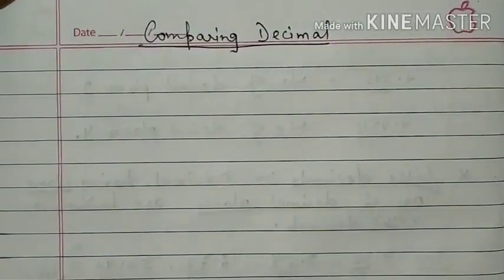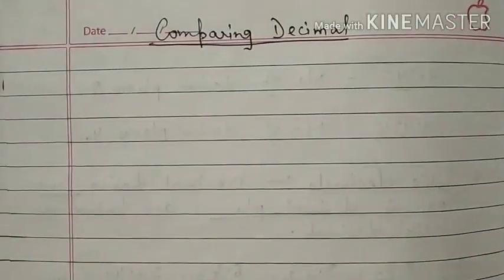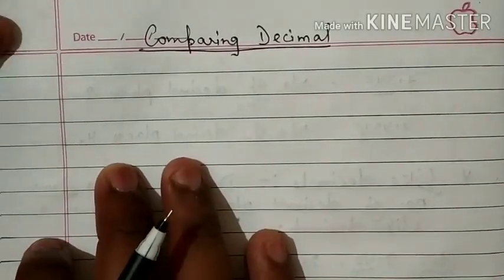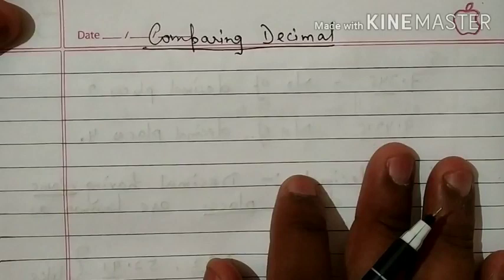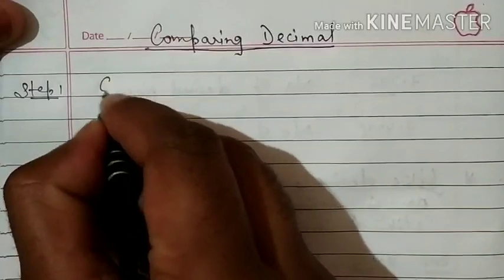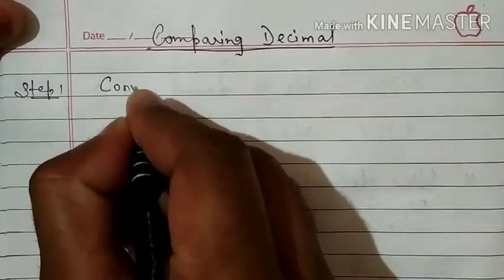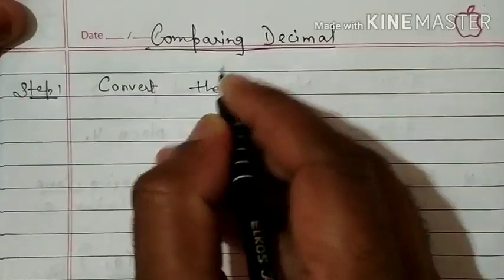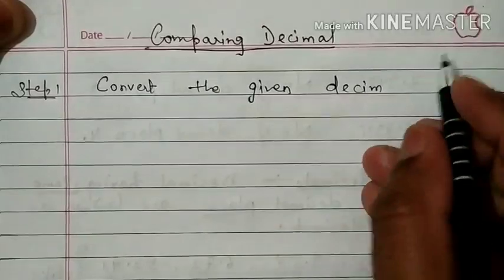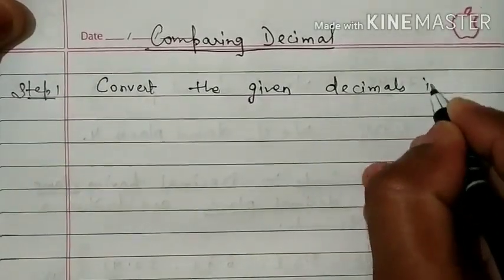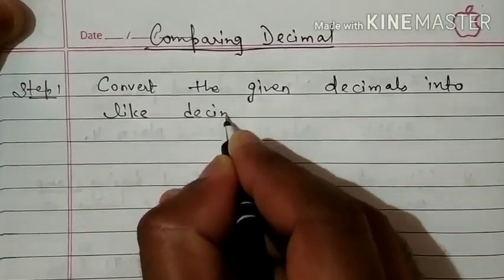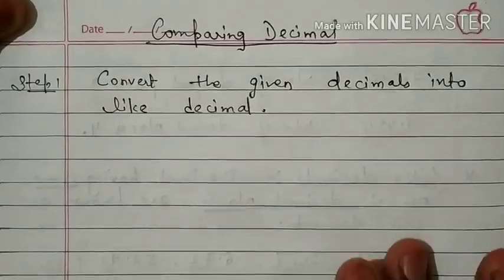Comparing decimals. There are a few steps which need to be followed when comparing decimals. Suppose we are going to compare two decimals, so what will be the given steps? Step 1: Convert the given decimals into like decimals. First of all, we will convert all the decimals into like decimals.